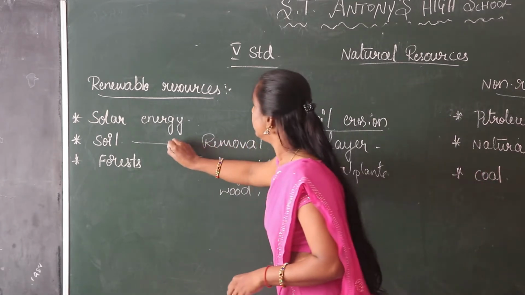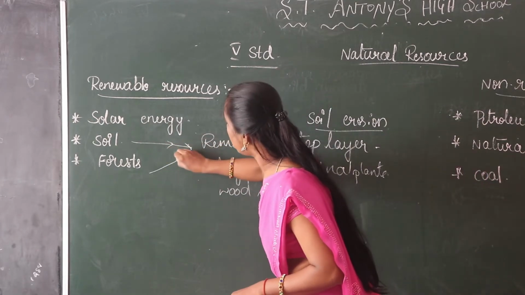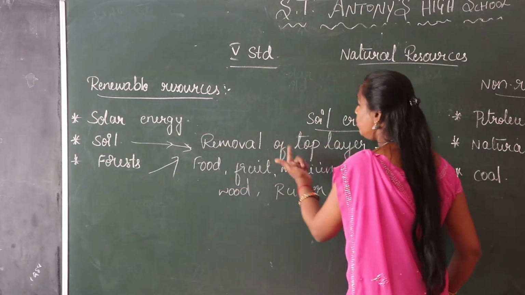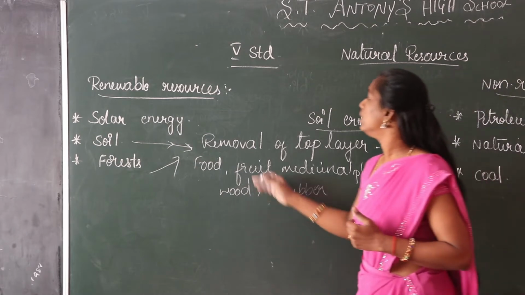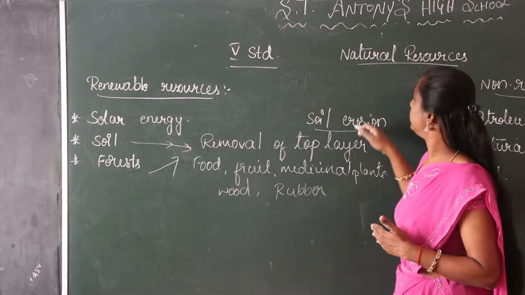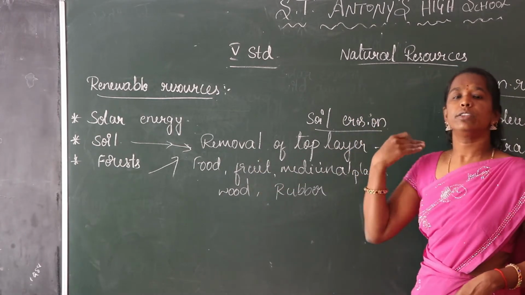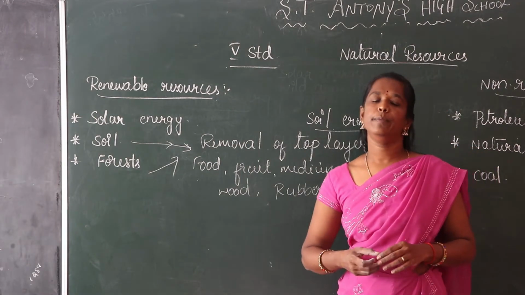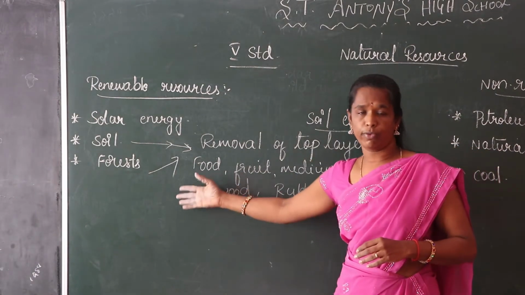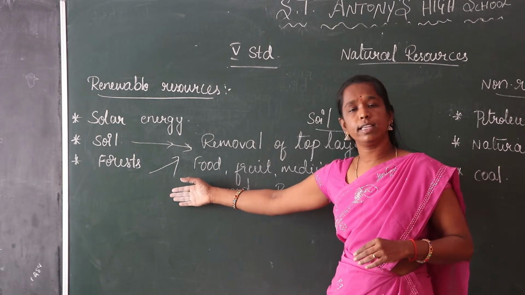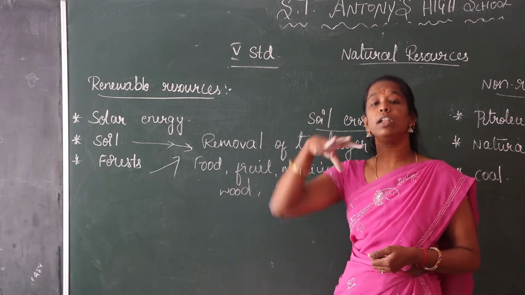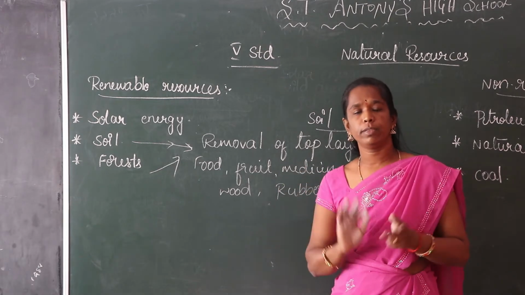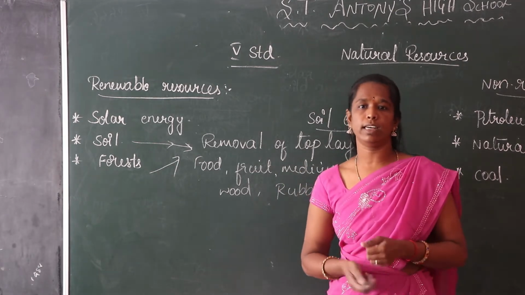See children, the forest is also helpful against the removal of the top layer. The removal of the top layer means soil erosion. So when we conserve the soil, grow more forest, so it will conserve the soil. Conserve means prevent the soil erosion from the boundary of the trees also.